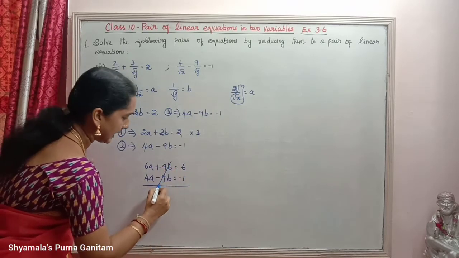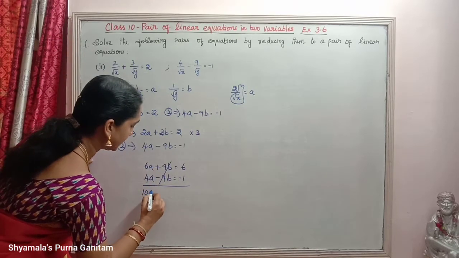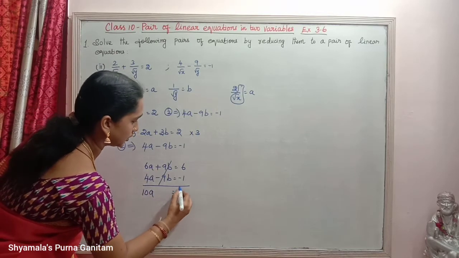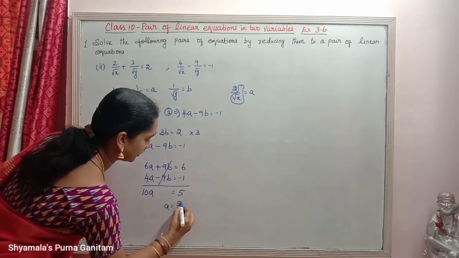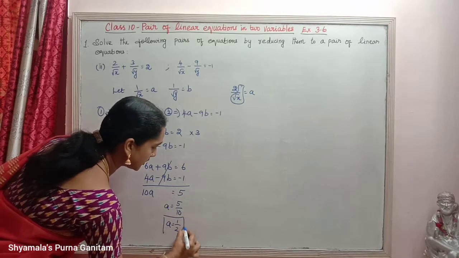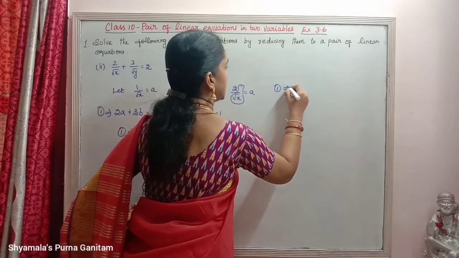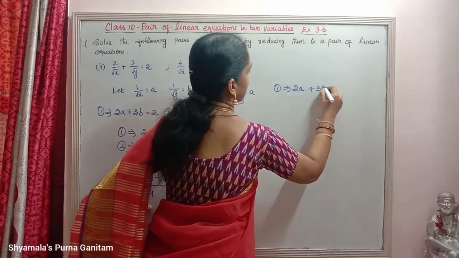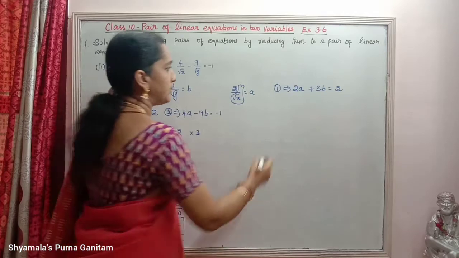So when I add, this gets cancelled. If I eliminate that, I will get 10a: 6 plus 4 is 10, so 10a is equal to 6 minus 1, which is 5. So a is equal to 5 by 10, so a is equal to 1 by 2. This is my a value. Then substituting in the first equation, 2a plus 3b is equal to 2, I will substitute a as 1 by 2.